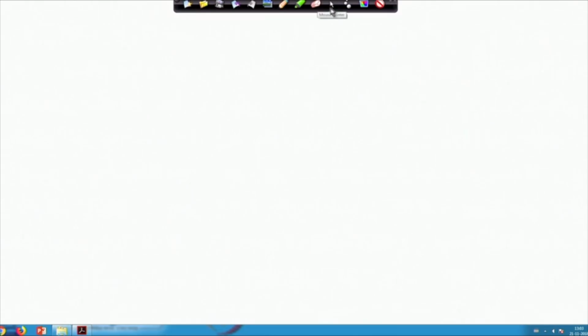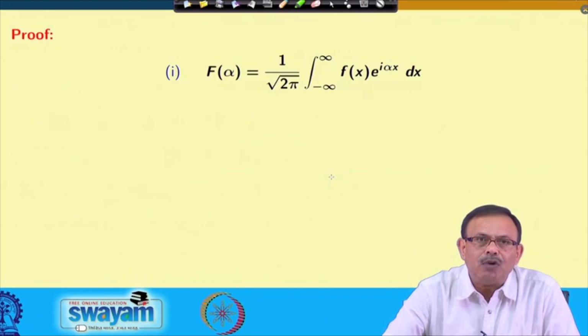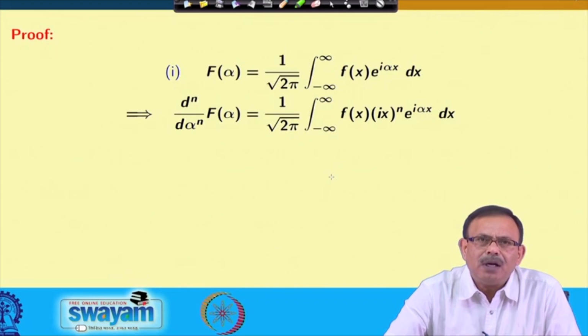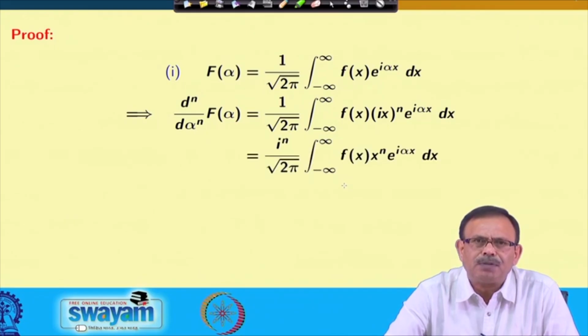So, let us see quickly. These three things we have to prove. We are proving the first one. I am starting with F(alpha) equals this, and if I make the derivative of this function n times, then in the integral I will obtain (ix) to the power n into e to the power i alpha x. This we can show by first computing d by d alpha of F(alpha), then d square by d alpha square. That thing I have skipped because we have shown it in the case of Laplace transform.